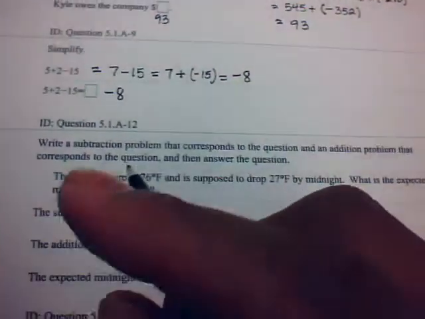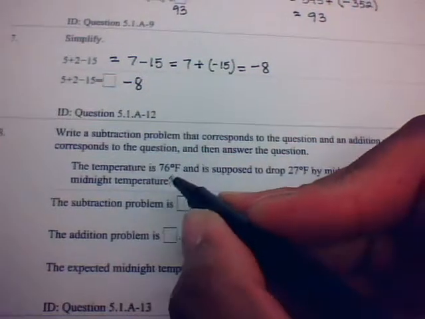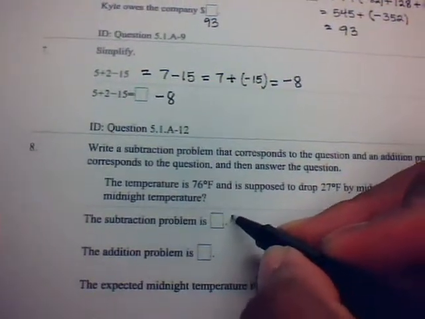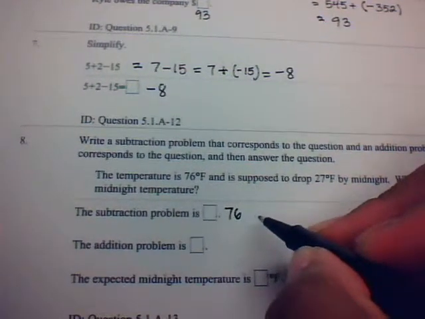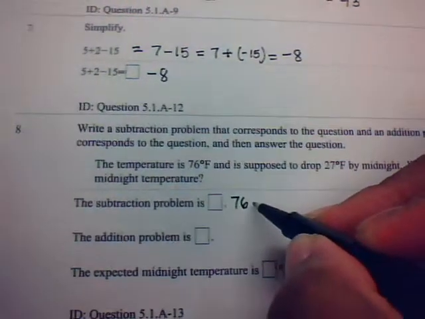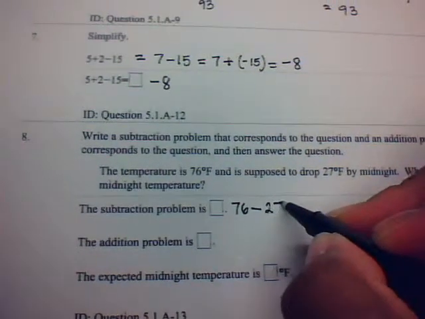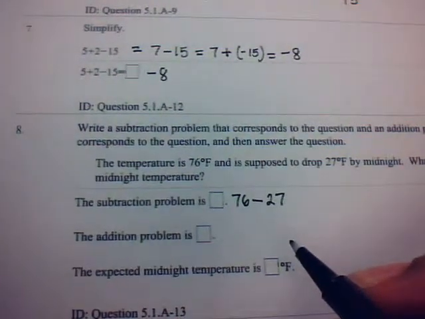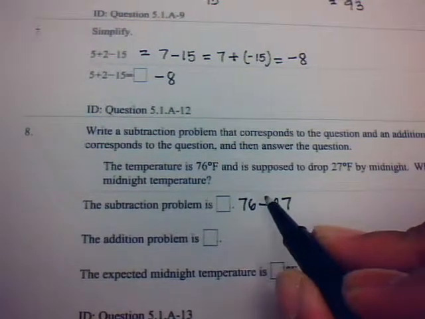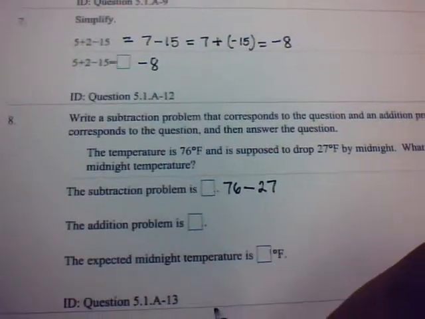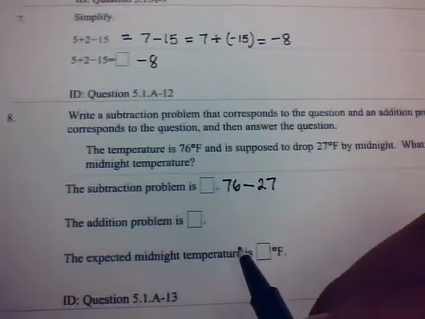All right, now let's find out what the subtraction problem is going to be. Well, we start off with a temperature of 76 degrees, and then it's going to drop 27 degrees by midnight, so here it will be 76 minus 27. That's the subtraction problem. Now we want to write the addition problem that will correspond to that question.